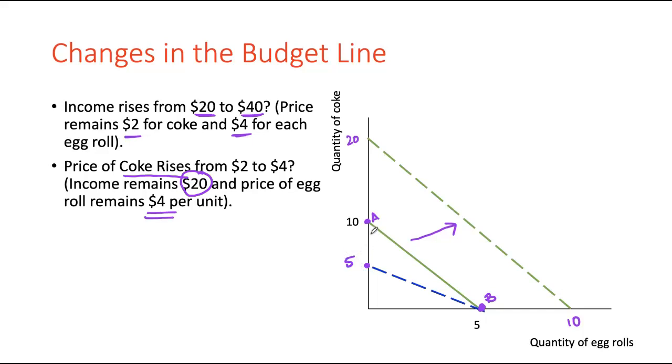So my vertical intercept in this case rotates inwards. And I have a flatter curve. Why is this flatter? Because Px over Py has become smaller. Now I have to give up one egg roll in order to get one Coke and vice versa. So for each additional egg roll, I must give up one Coke instead of giving up 2 Cokes that I was giving up before with the solid green budget line. So try practicing different iterations for these changes: reduce income, increase the price of egg rolls, reduce the price of egg rolls, and see how your budget line rotates or shifts inwards or outwards.